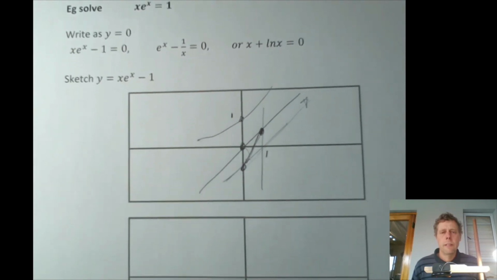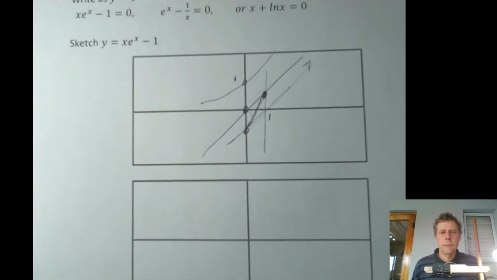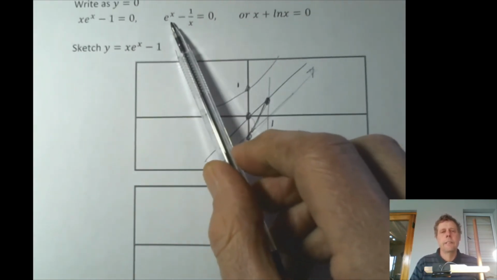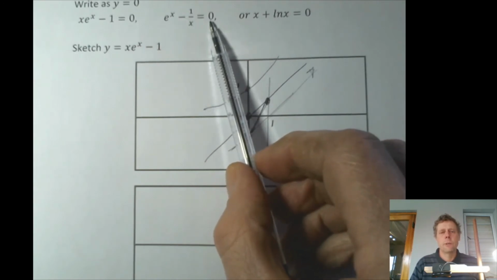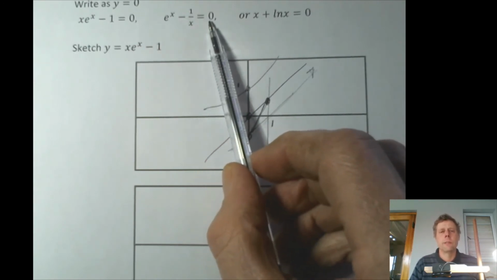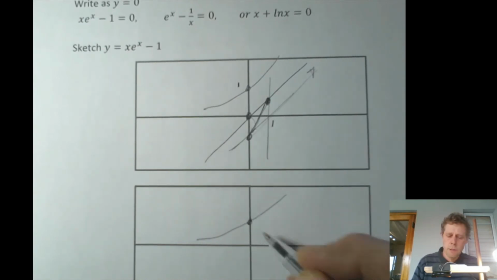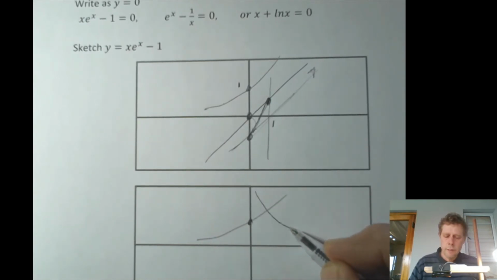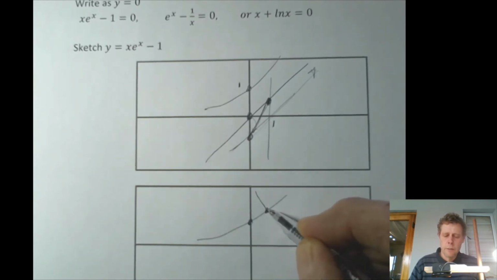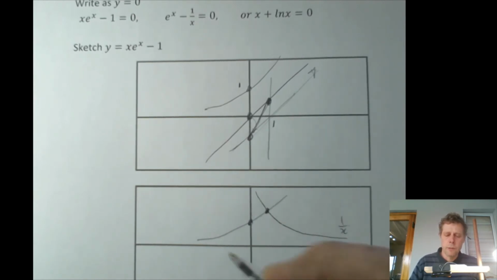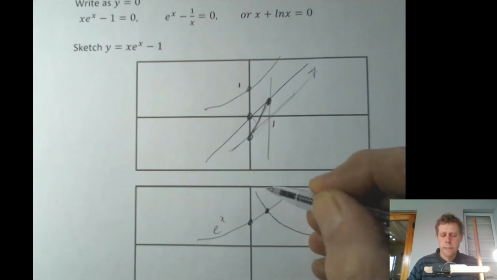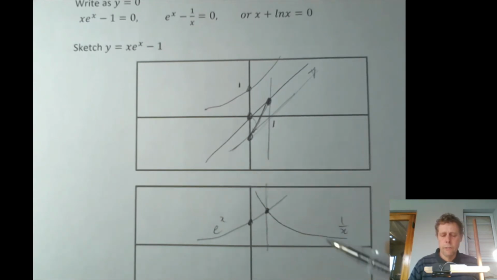If we looked at the other equation, i.e. e to the x minus 1 over x is equal to 0, or e to the x equals 1 over x, if we plot that, we see here's the e to the x, and we can draw 1 over x. And we can see at some point these two meet. There's your 1 over x, there's your e to the x, and you can see that you're going to get that root somewhere on the positive side.